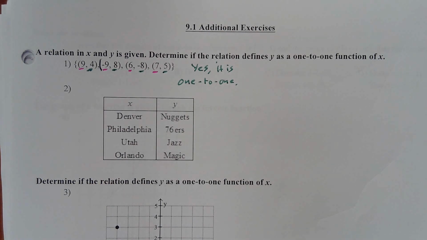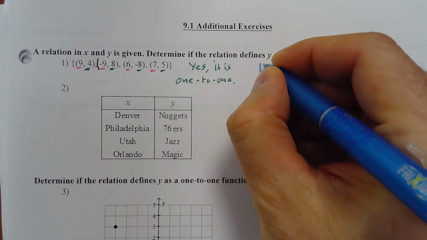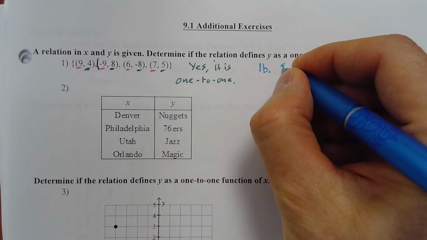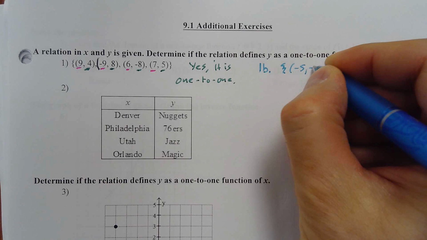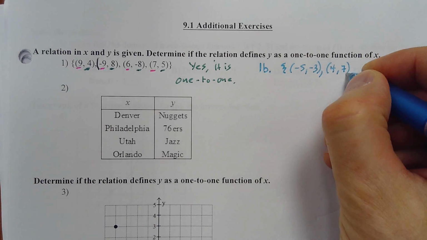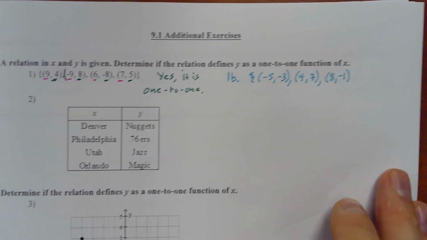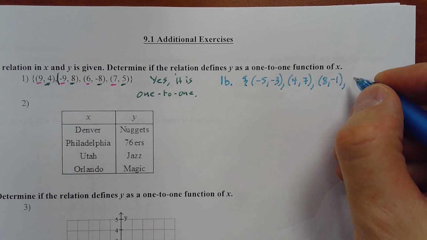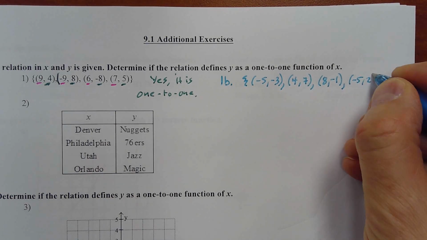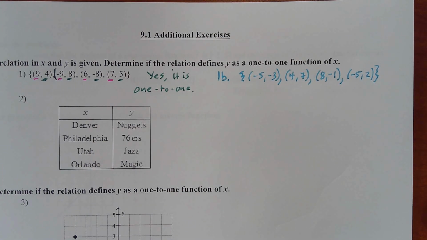Let's try number two. Actually, let's do this. I'm gonna make up another one. Call this 1b. So determine if this relation defines y as a one-to-one function.